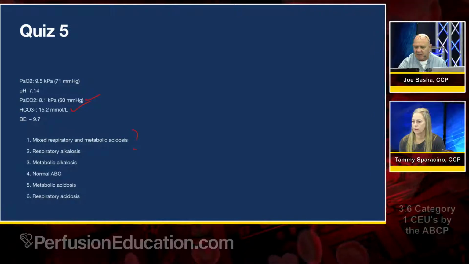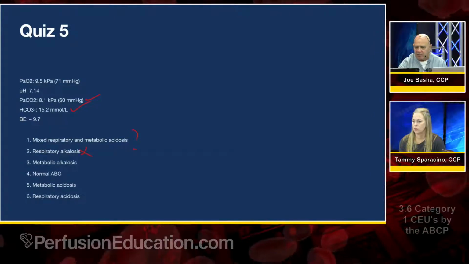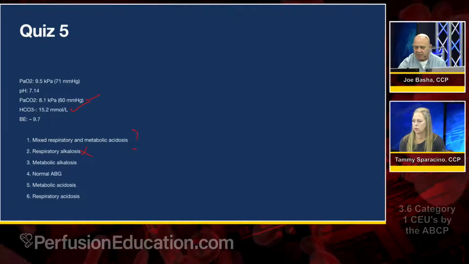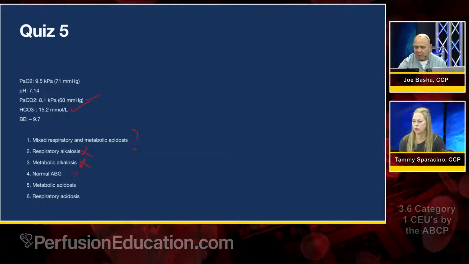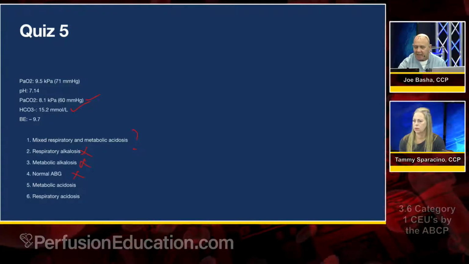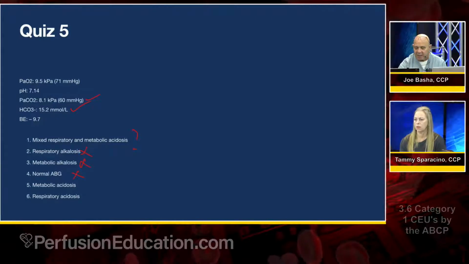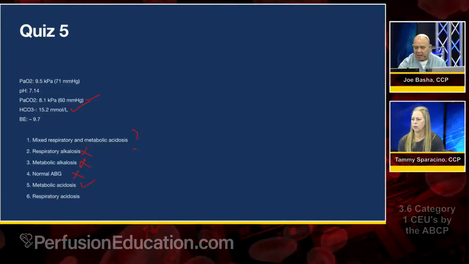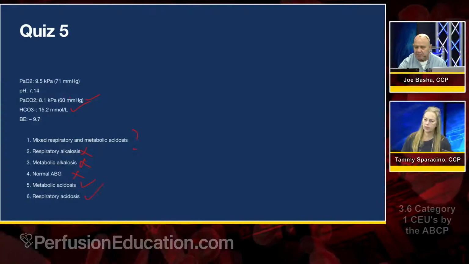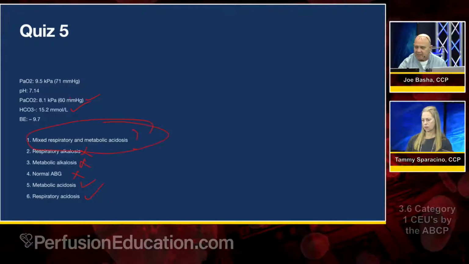Do we have respiratory alkalosis? No. Do we have metabolic alkalosis? No. We do not. Is it normal? No. Hell no. Metabolic acidosis? We do have metabolic acidosis, and we do have respiratory acidosis. It has to be one. It is number 1, mixed.